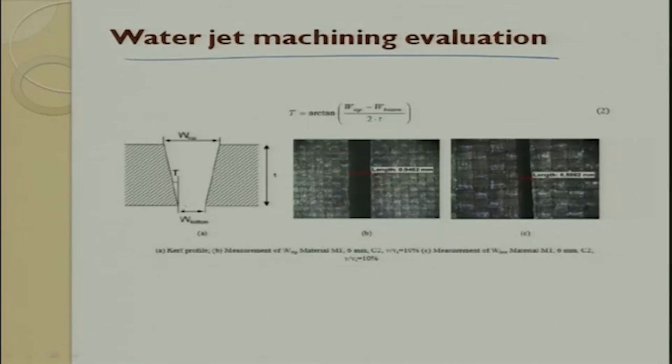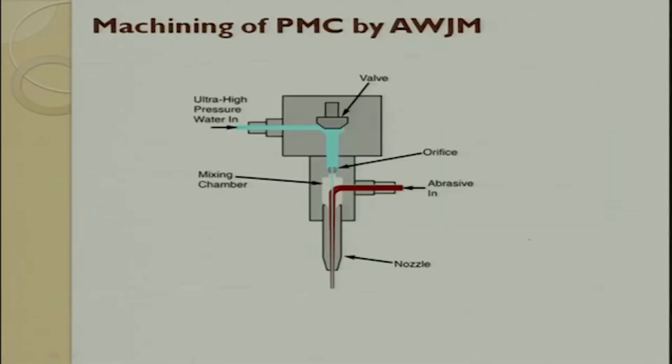Like in laser, you also get a taper depending upon the thickness. Here is the equation written for taper: it is the arctan of (W top minus W bottom) divided by 2T, which gives you the taper angle. You can see this from the front and back, which they have measured for a carbon fiber. So this is how it happens for abrasive water jet machining.